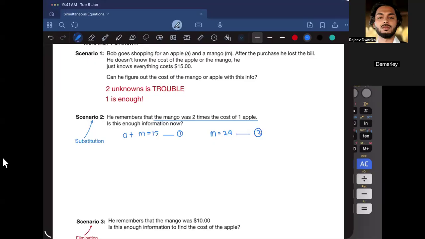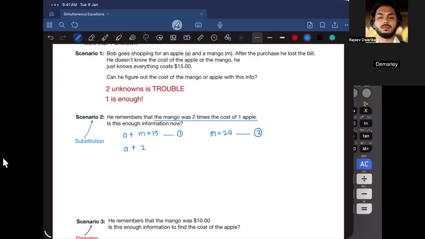Now, Demarley, the problem is 2 unknowns. And you're seeing we have 2 unknowns here and 2 unknowns over here. You're seeing that, right? So what we're going to do carefully: one mango is equivalent to 2 apples. Yes or no? So look at what I could do. I can make a substitution. I can plug it into equation 1. And instead of writing M, I could write what instead? What could I write for M instead?